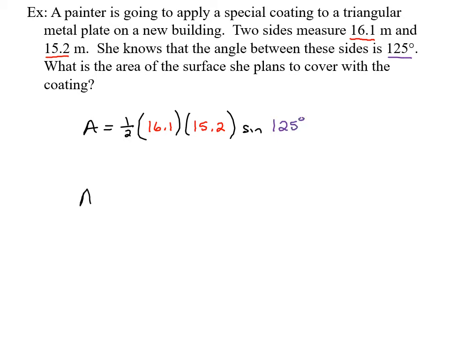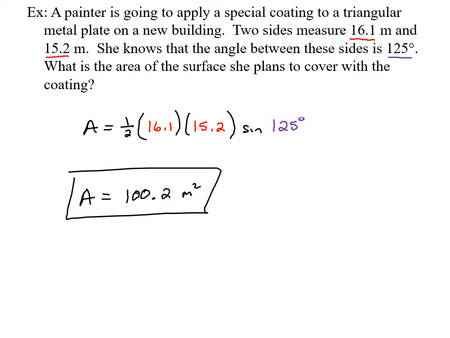And again, at that point, you just go to the calculator and you type it in. So 0.5 times 16.1 times 15.2 times the sine of 125 degrees. And you get about, rounded to 1 decimal for most of this stuff, 100.2, and this would be in square meters, the area of that plate.